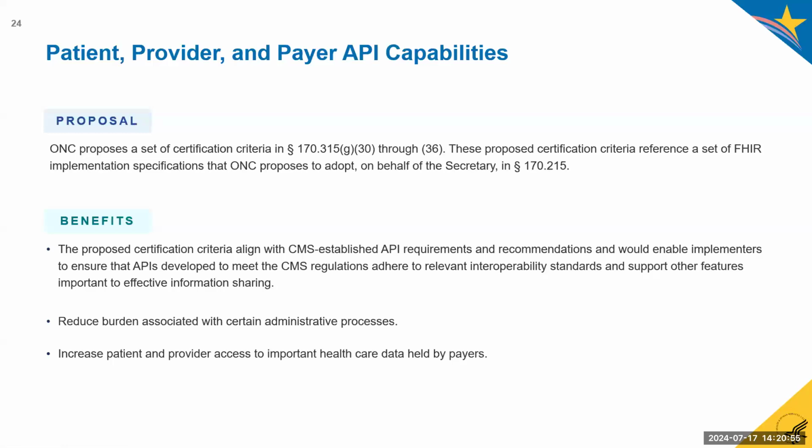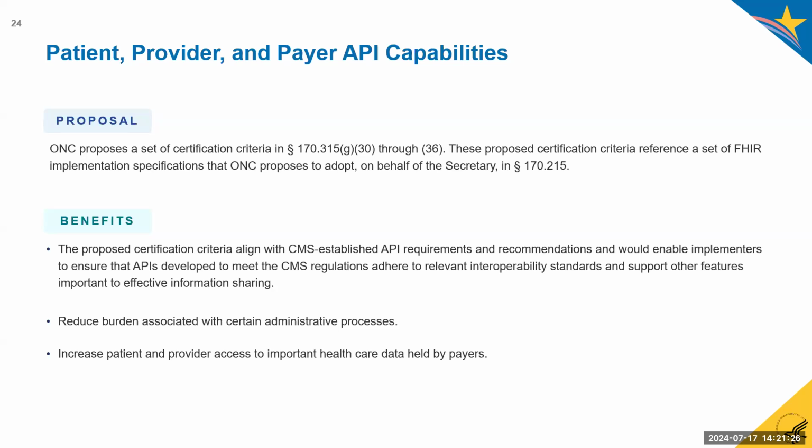So I want to talk about a series of proposals in this rule that are coming under the title Patient, Provider, and Payer API Capabilities. So this is a set of proposed certification criteria at 170.315 G30 through 36. And these use a set of FHIR implementation specifications and other implementation specifications that we are also proposing to adopt in this rule.